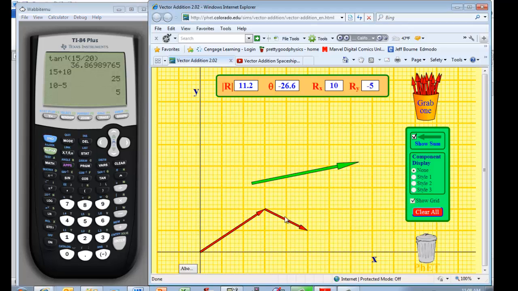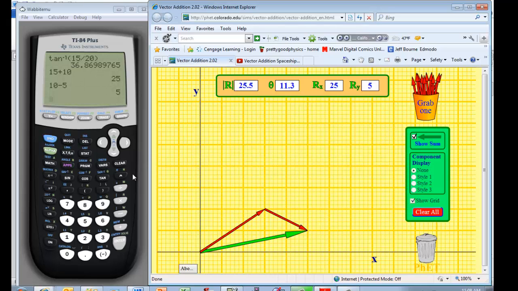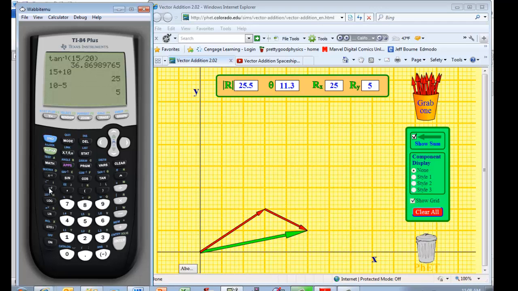So we know that the resultant is actually 25 to the right, 5 up. And no surprise, if I look here, that's exactly what I end up doing. I get 25 to the right and 5 up. But how long is this? Now this tells me it's 25 and a half, but let's verify that. That would be the Pythagorean theorem: the square root of 25 squared plus 5 squared. And there's my 25 and a half with a little rounding.